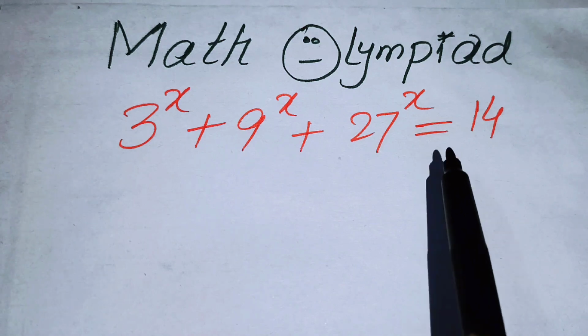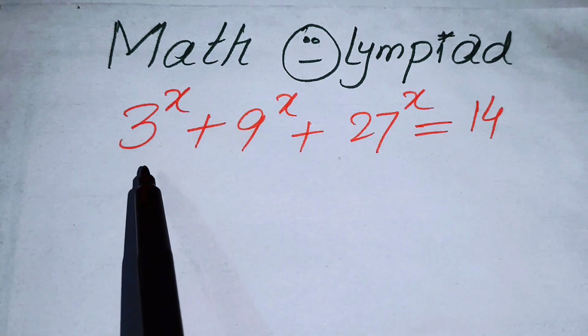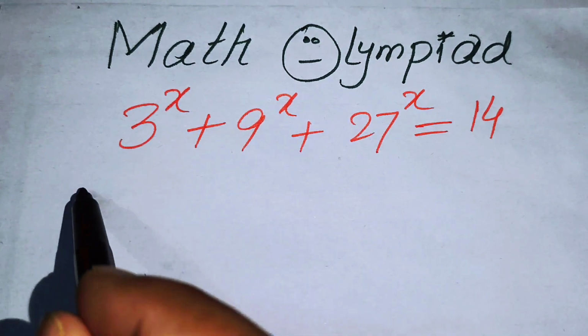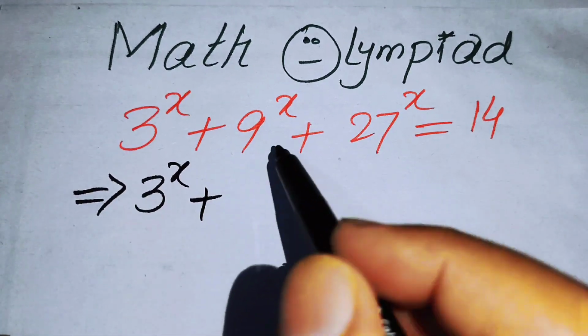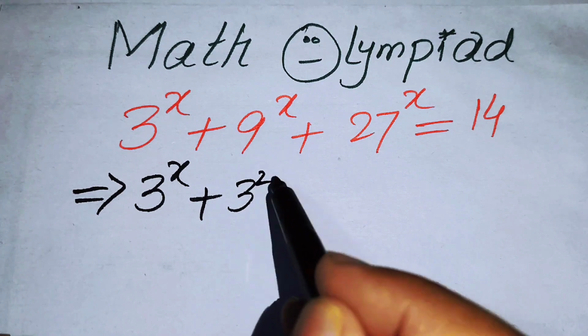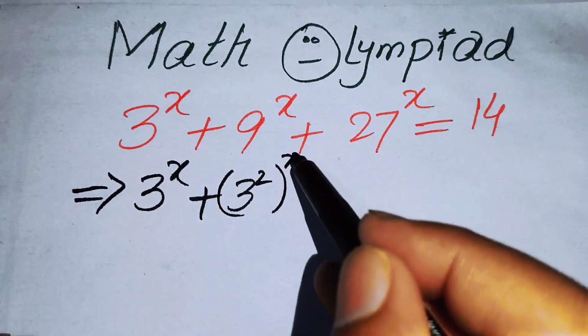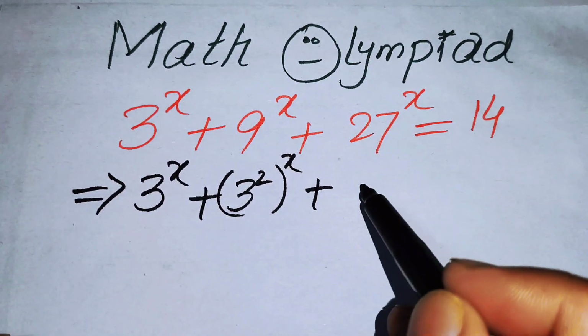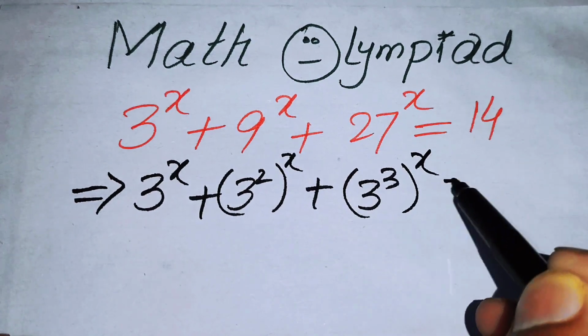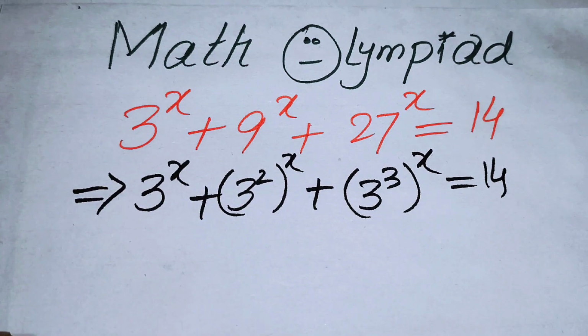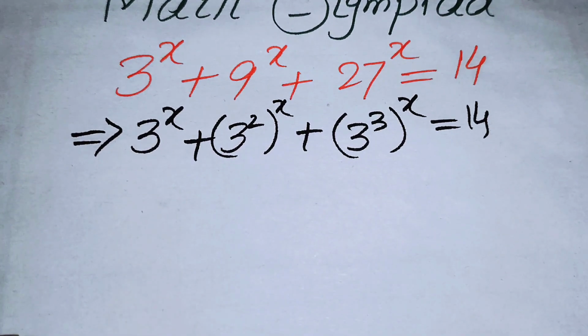So the very first thing we are going to do is write this equation as 3 to the power of x plus, here you have 9 and we write it as 3 squared to the power of x, and here you have 27 and we write 3 cubed to the power of x is equal to 14. After that I can use the nice exponential law in order to solve this problem.